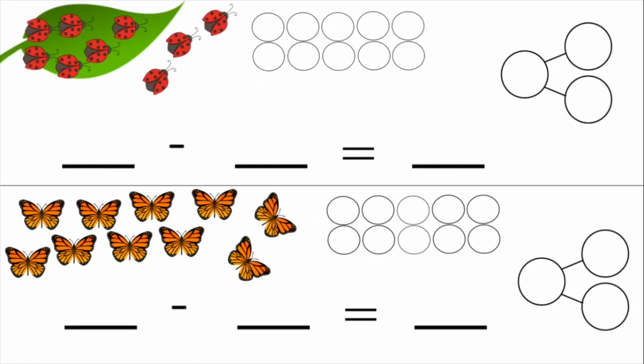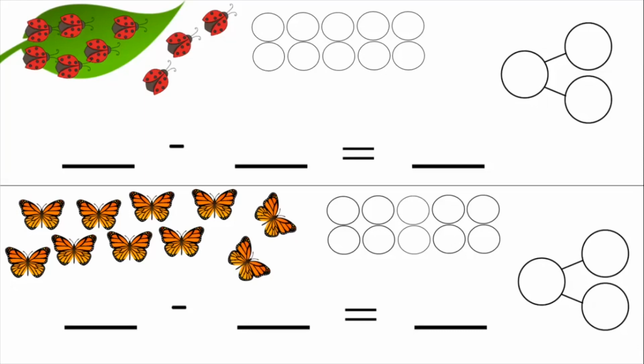Take a look at the ladybugs. What do we notice? Well, let's see how many ladybugs there are in all. Count with me. 1, 2, 3, 4, 5, 6, 7, 8, 9. What else do we notice? Well, do you notice that there are some ladybugs that have flown away? How many? 3. So there are 3 ladybugs that have flown away.